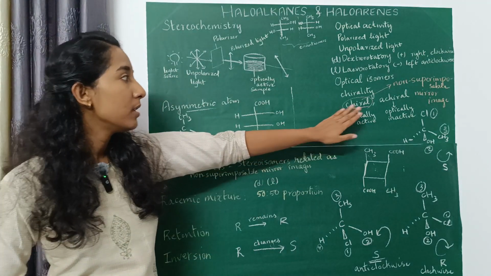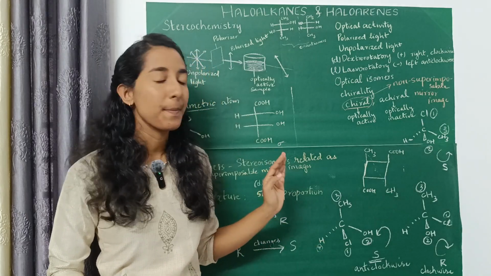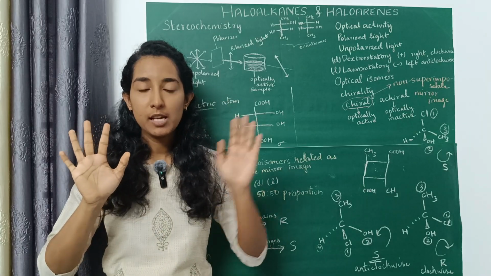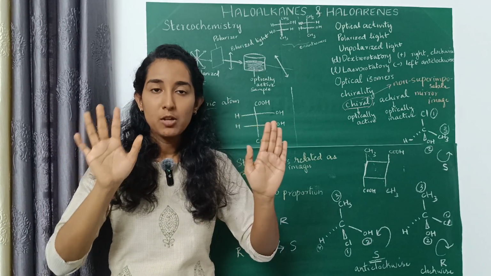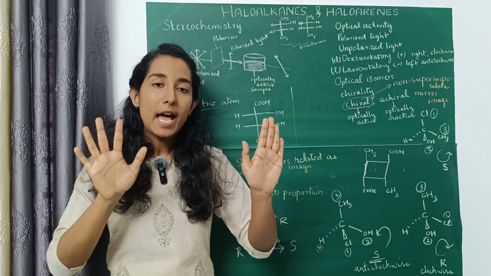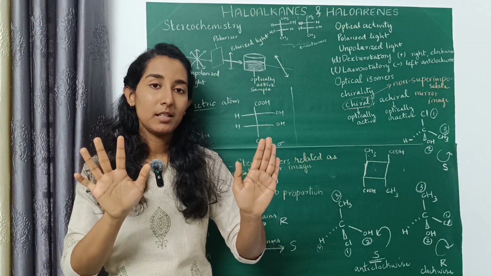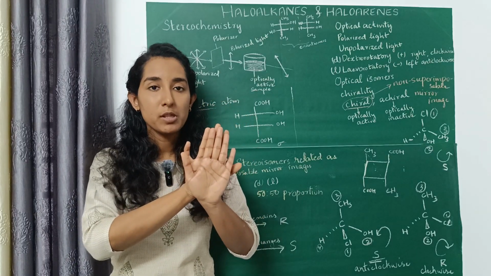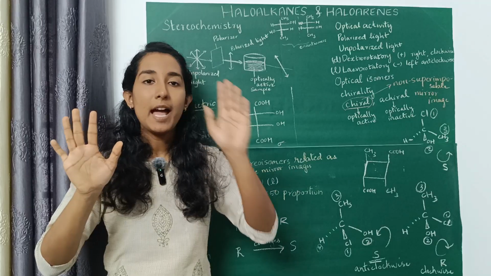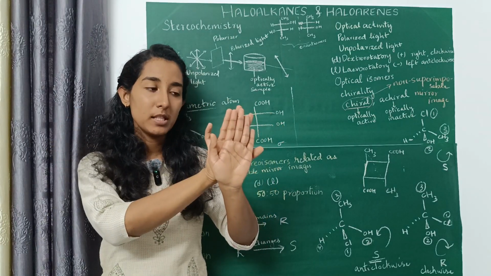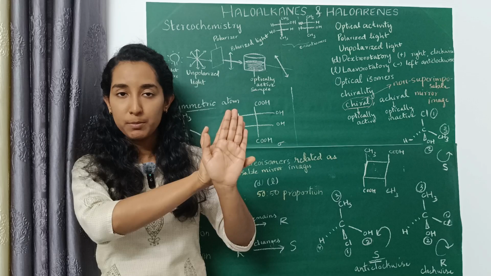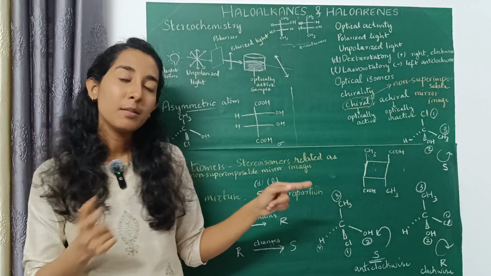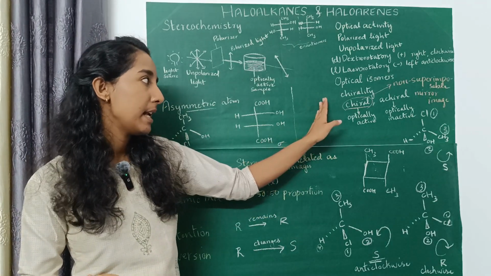And what is meant by non-superimposable mirror image? If you consider this as compound A, and this is its mirror image, and if I place my right hand towards left, here you can see, if I place this over this, it forms a non-superimposable mirror image. It is not superimposable, right? So that is what I said: if it has a non-superimposable mirror image, you call the molecule chiral, and the property is chirality.